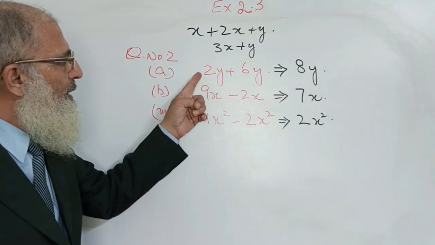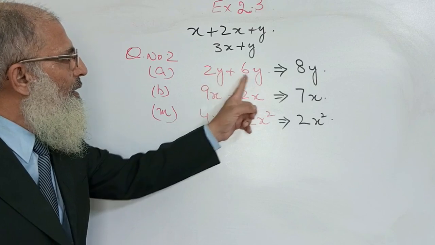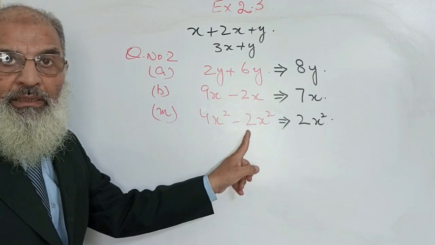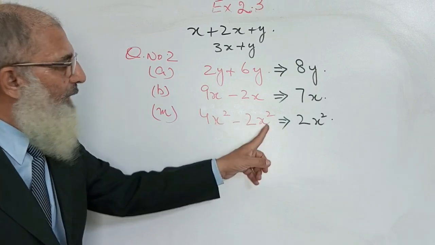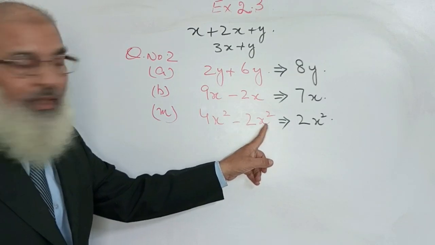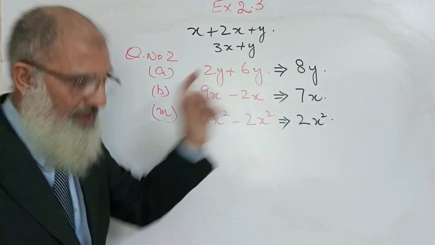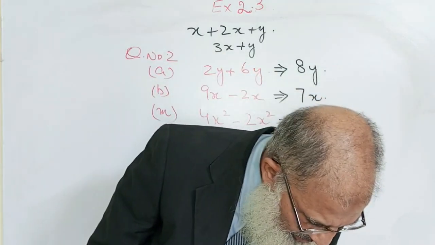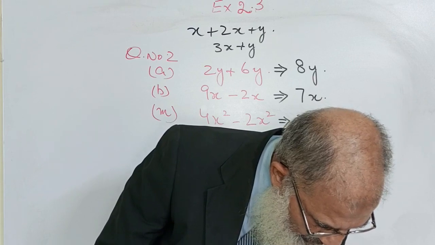You have to simply add the coefficients or subtract the coefficients like this, only and only when you have like terms. Now here you can see that this is like term, this is like term, and this is like term. And all other questions are given in like terms. Not a single question is given in unlike terms.